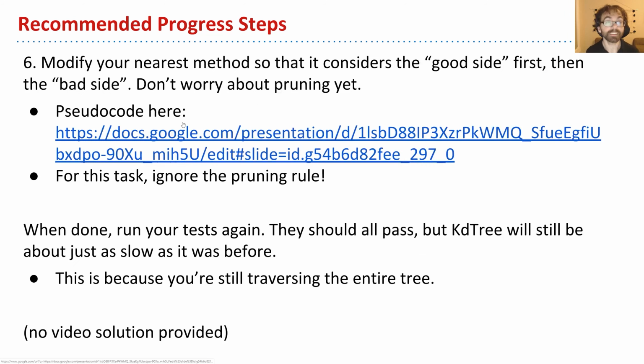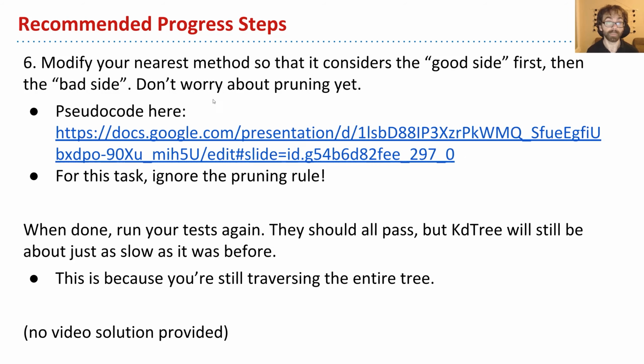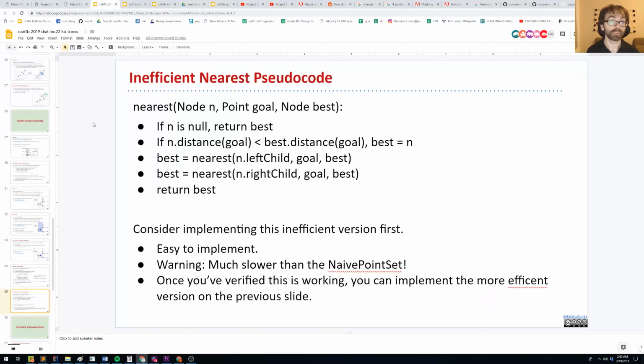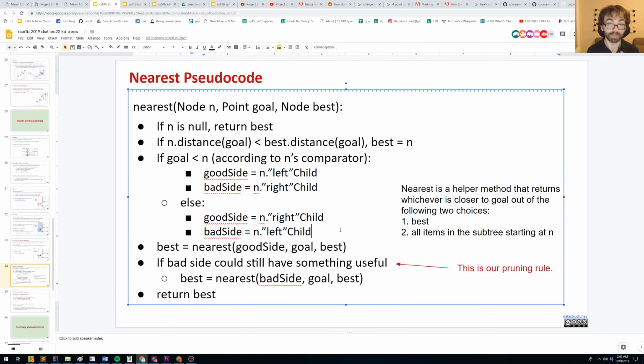Now, the 6th thing I recommend you do is you should modify your nearest method so that it considers the good side first, then the bad side. So in other words, instead of always doing left then right, let's do good then bad. And don't worry about the pruning step yet. So if we look at the pseudocode from lecture, which I'm not going to go through here yet.